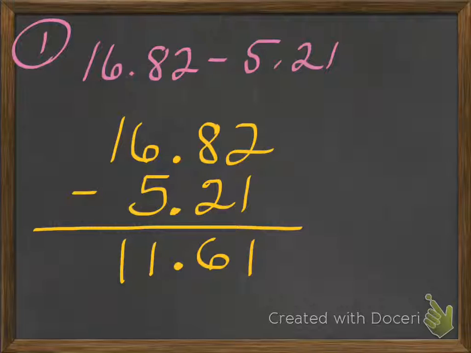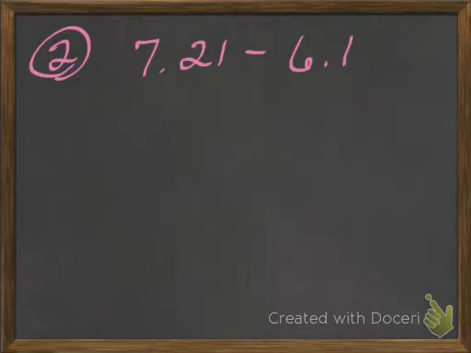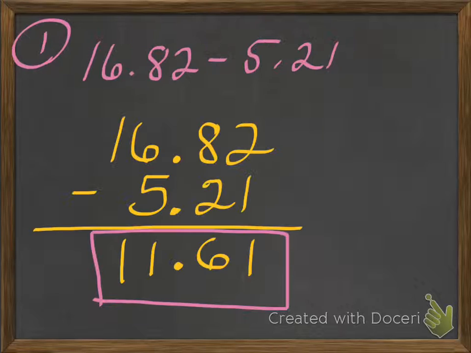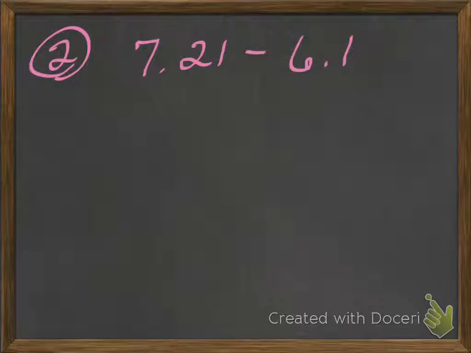Okay, so I made sure to line up my decimal points and all of the numbers in their place values, and my answer is 11 and 61 thousandths. Or I'm sorry, I just realized I said this wrong. 11 and 61 hundredths. Sorry. Number 2, 7 and 21 hundredths minus 6 and 1 tenth.